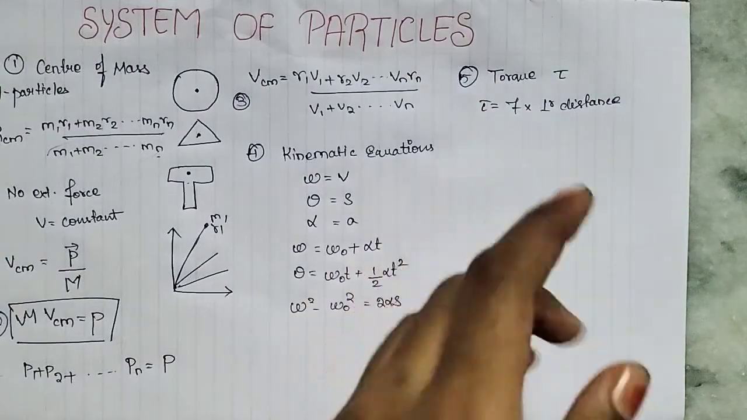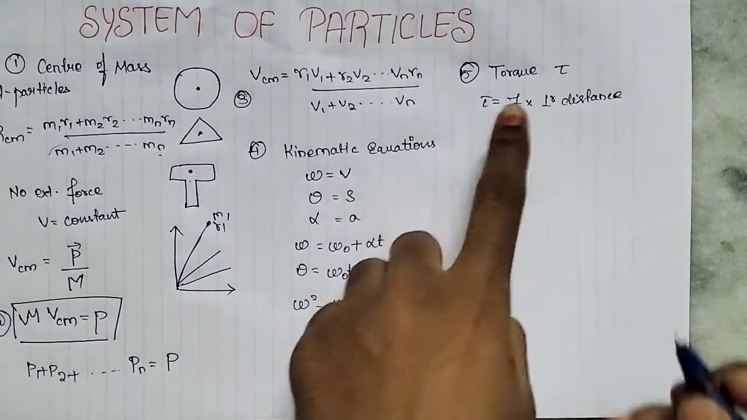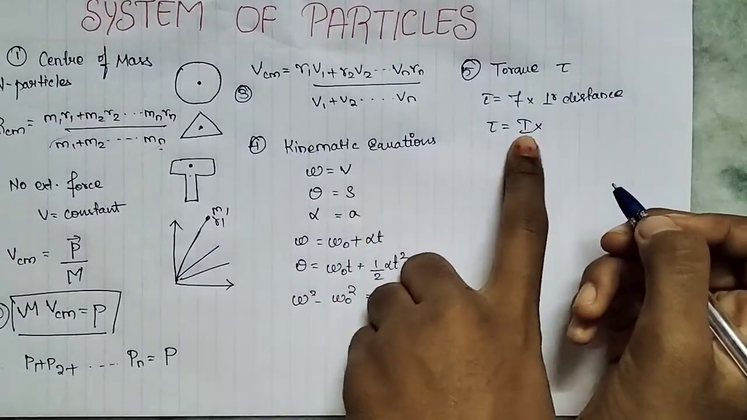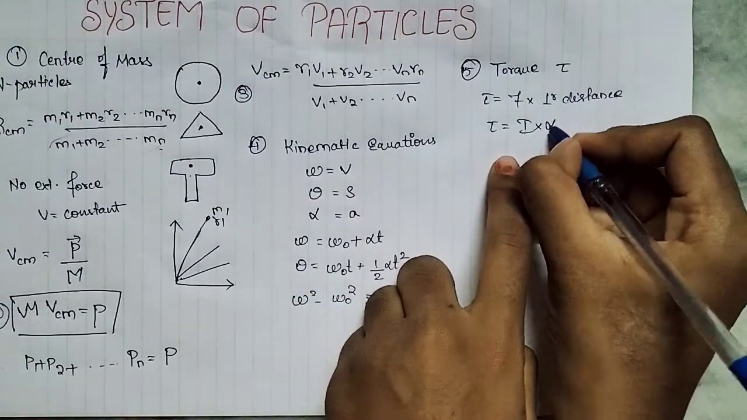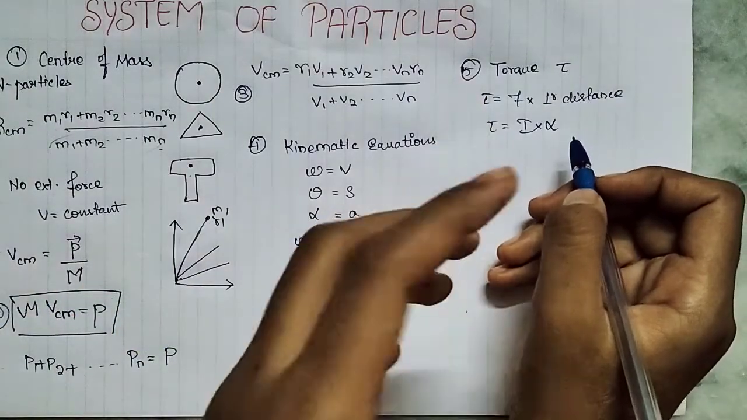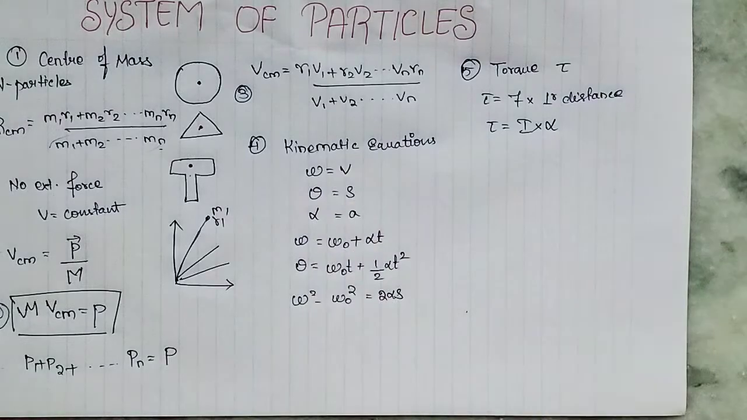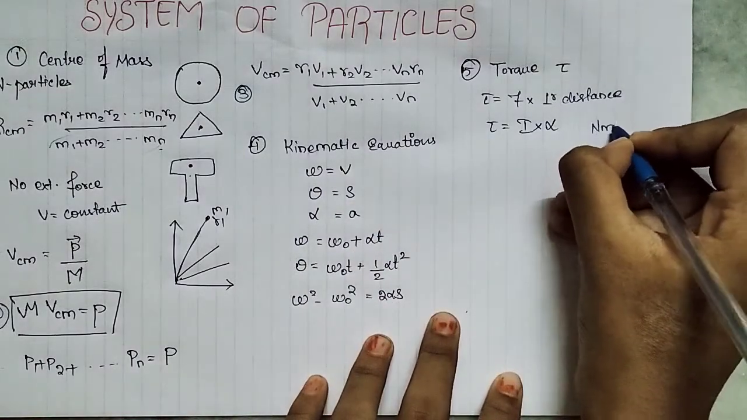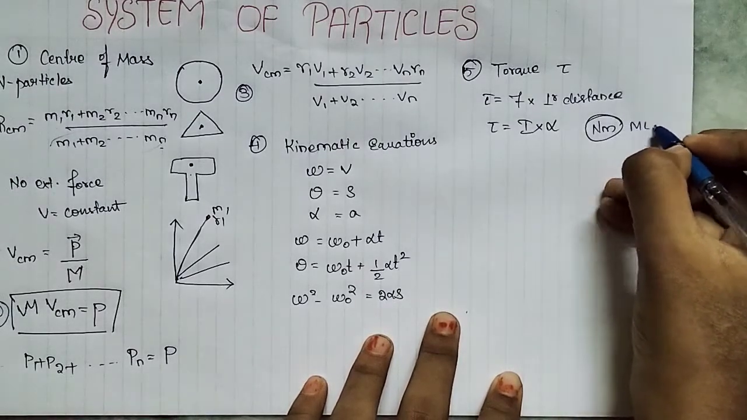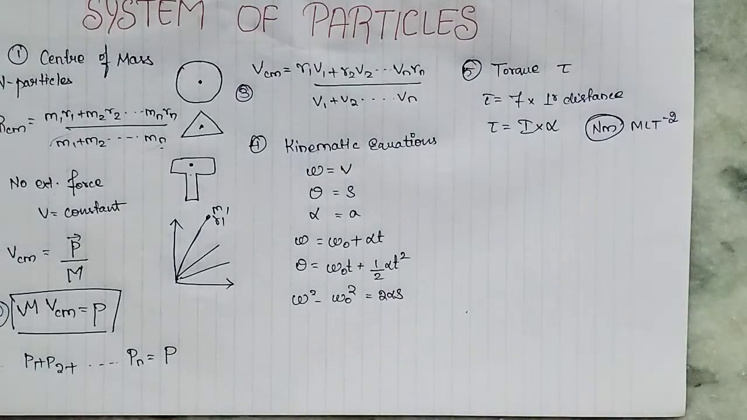Also, torque is the rotational analog of force, so it is moment of inertia into angular acceleration, I into alpha. Are you clear? Two equations are there for torque, and you should note these things. Now the unit you have to know: newton meter is the unit of torque, and the dimensions are M L squared T minus 2.